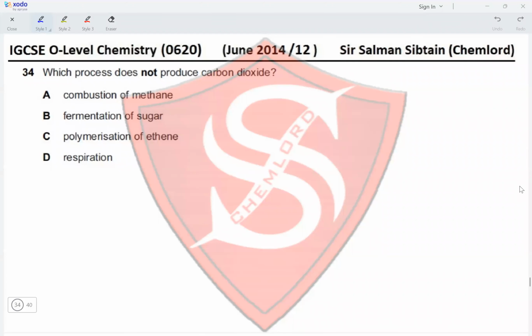Question 34. Which process does not produce carbon dioxide? Combustion of methane. Methane is a hydrocarbon. It will produce carbon dioxide. Fermentation of sugar. Fermentation of sugar produces ethanol and carbon dioxide. Polymerization of ethene. This will form polyethylene. There is no production of carbon dioxide in this reaction. Respiration. Respiration burns sugar and produces CO2 and H2O. So option C is the correct option for this question.